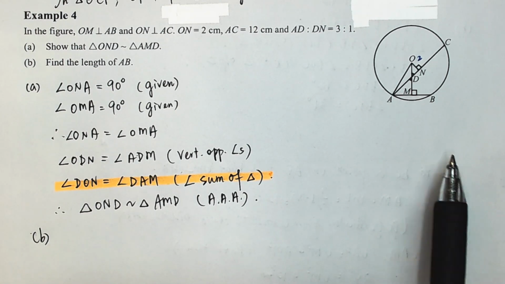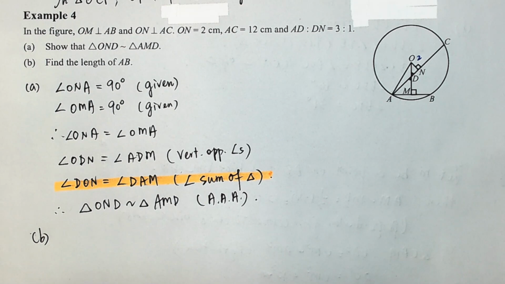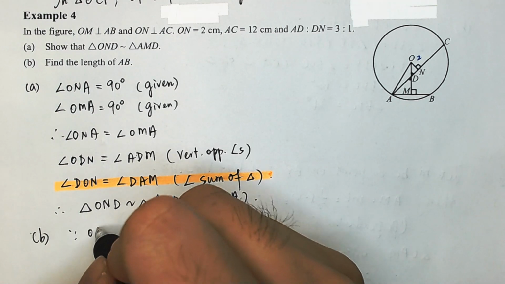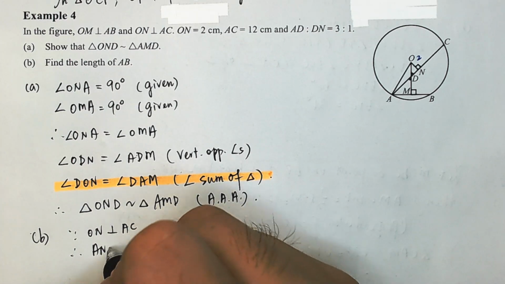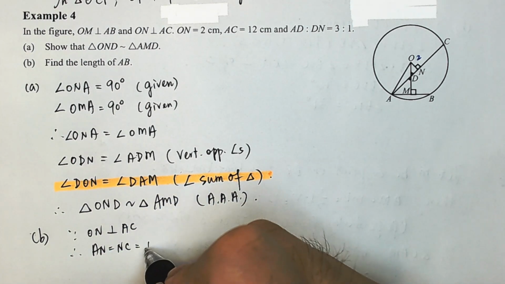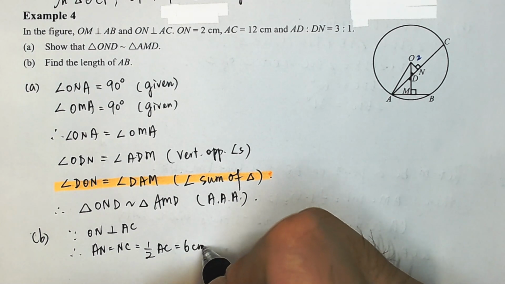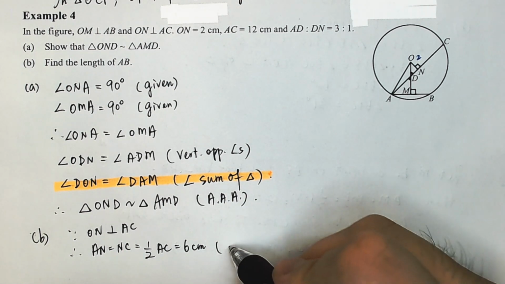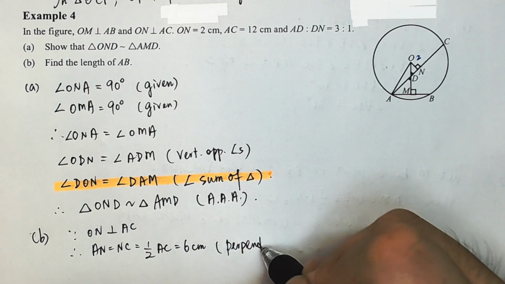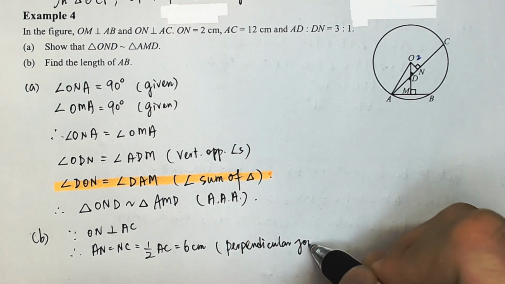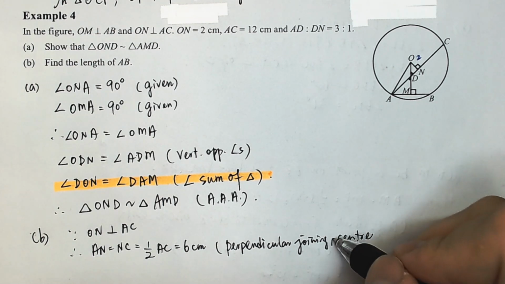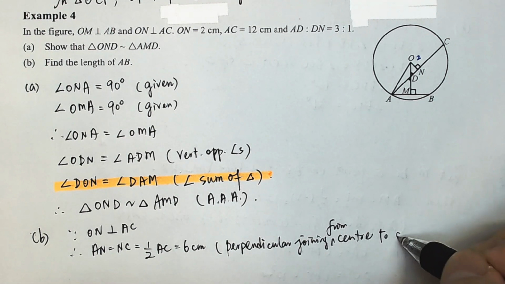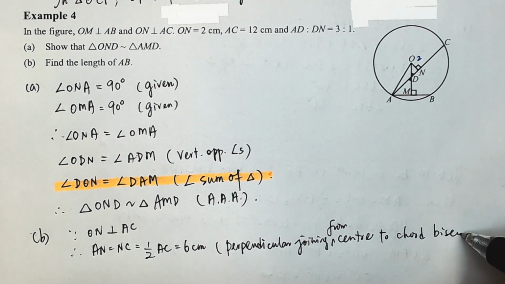To find the length, we need to first draw that ON is equal to NC. Since ON is perpendicular to AC, AN is equal to NC, and it's actually half of AC, which is 6 cm. The reference is: the perpendicular joining from center to chord bisects the chord.